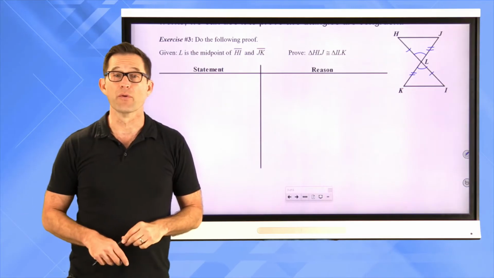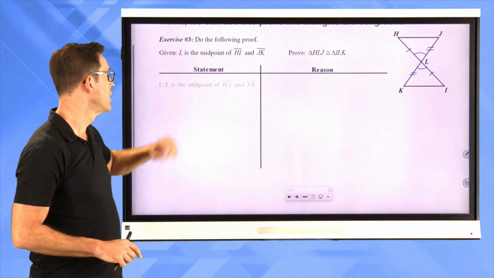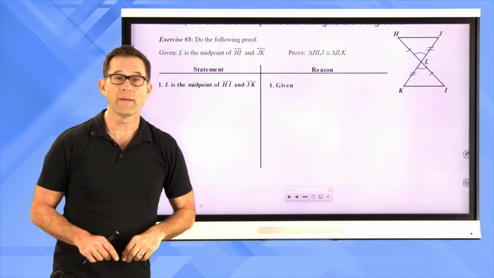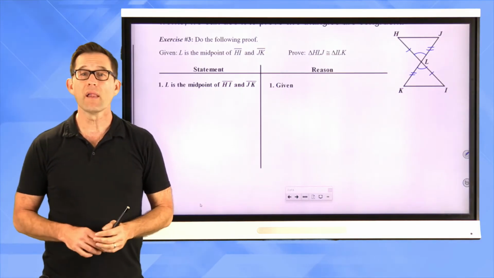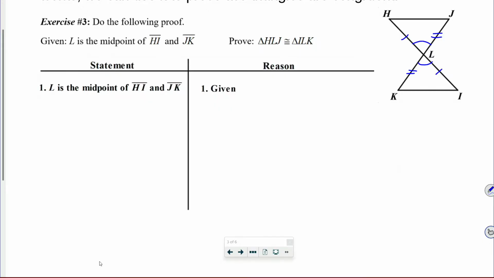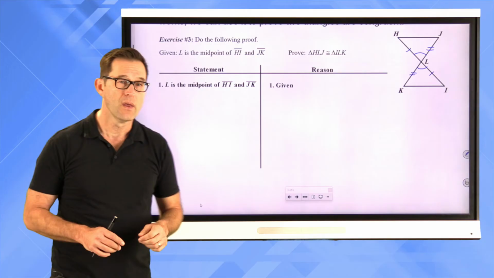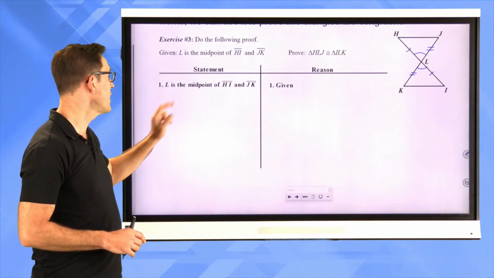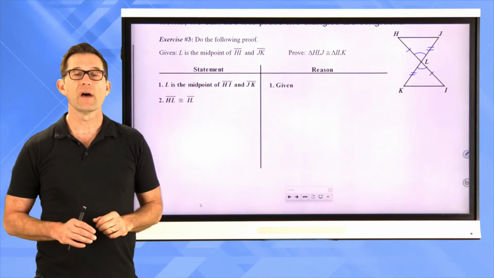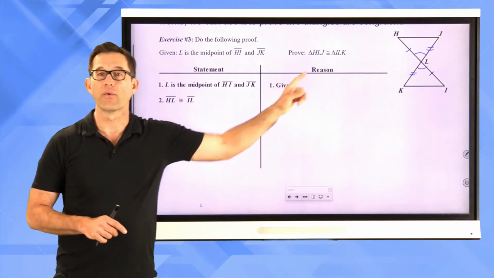So let's lay out our proof. And as always, we start with our givens, right? So I first write down L is the midpoint of HI and JK, and then as a reason I say, well, it's given to me. That was told to me. Great. So what do I do from there? Well, I make that first conclusion: HL is congruent to IL, right?